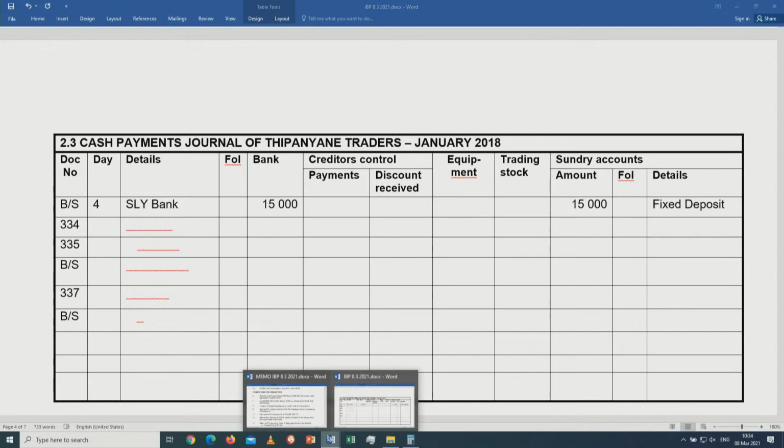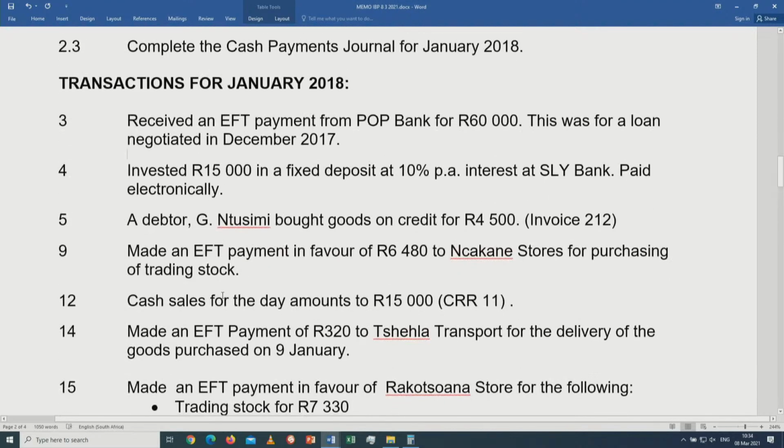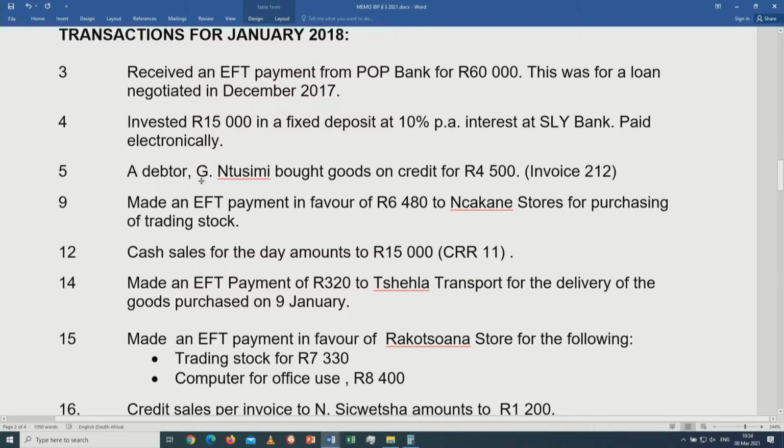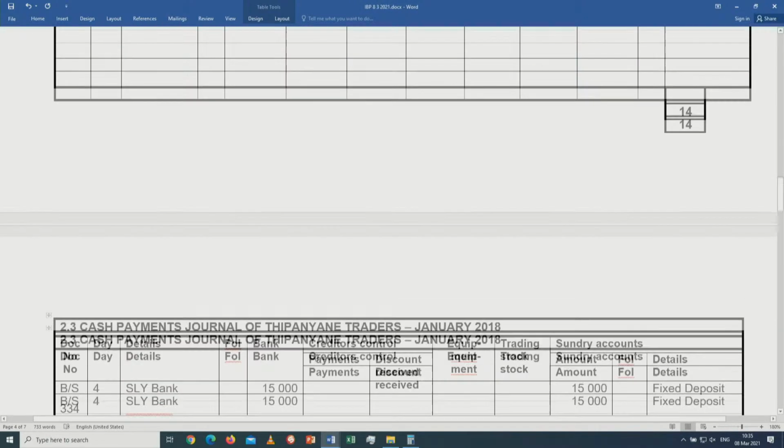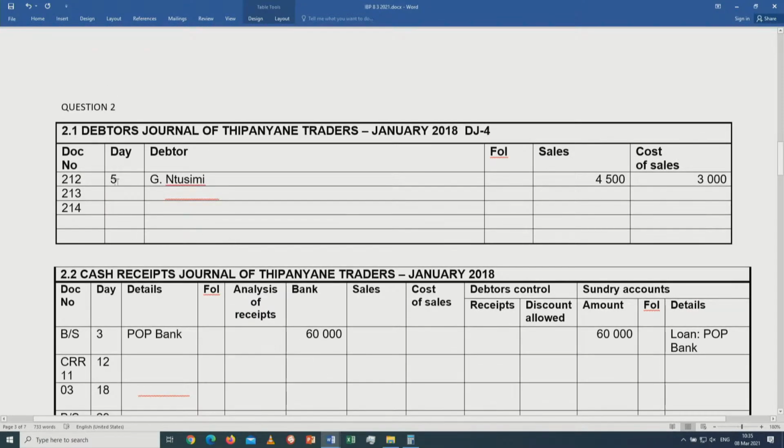All right, then you go back to your transactions again. You have a debtor, G Ntumisi, who bought goods on credit for 4,500. The invoice is 212. So these goods were bought on credit. Who do you sell to on credit? You sell to your debtor. So it is telling you that this person is a debtor. Therefore, you must record this transaction under the debtors journal, which was provided for you. On the 5th, you have G Ntumisi. You made sales of 4,500. And then the cost of sales.